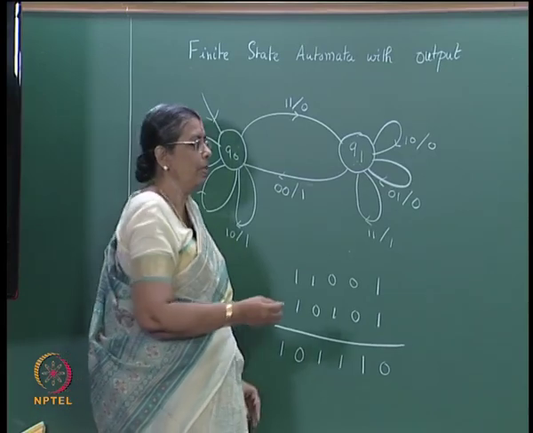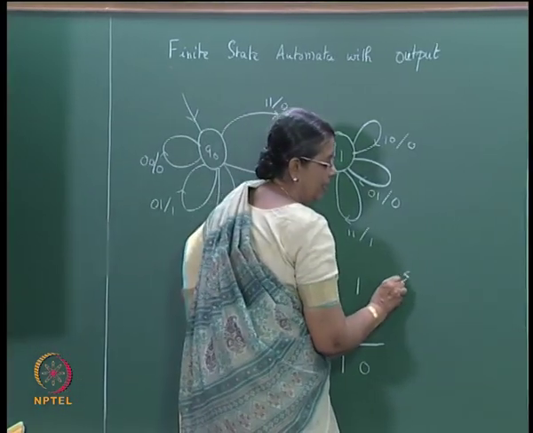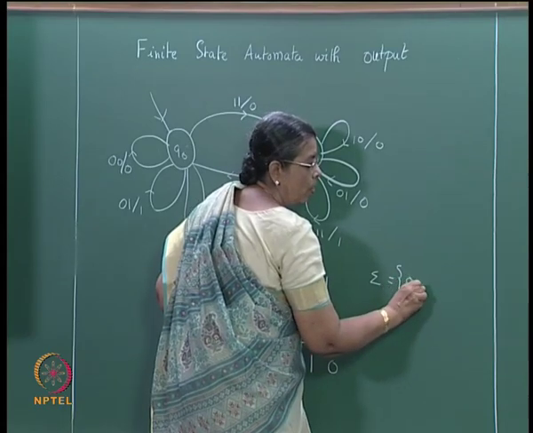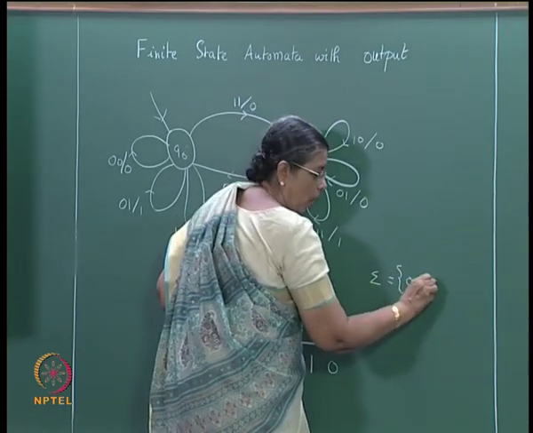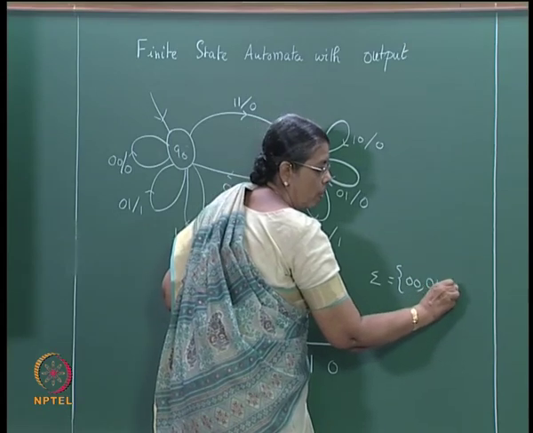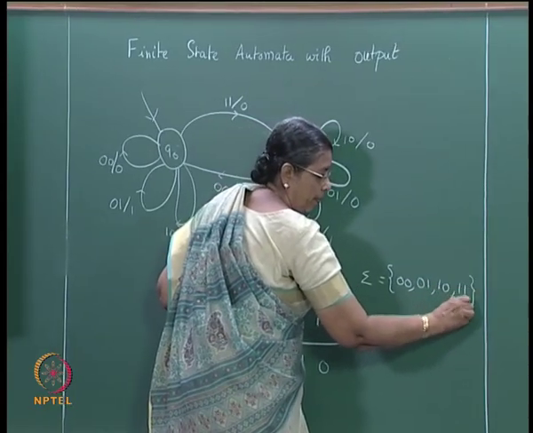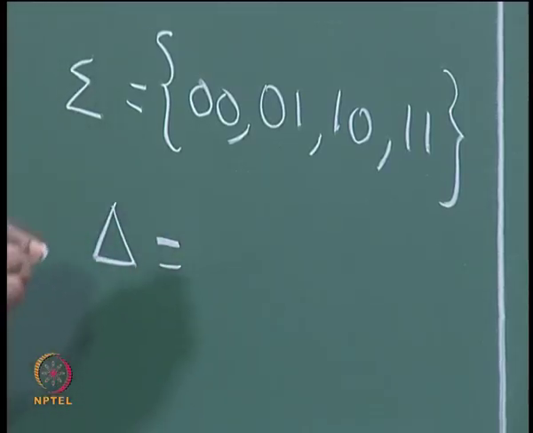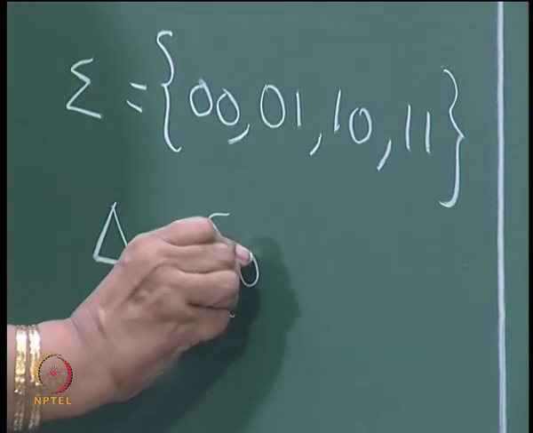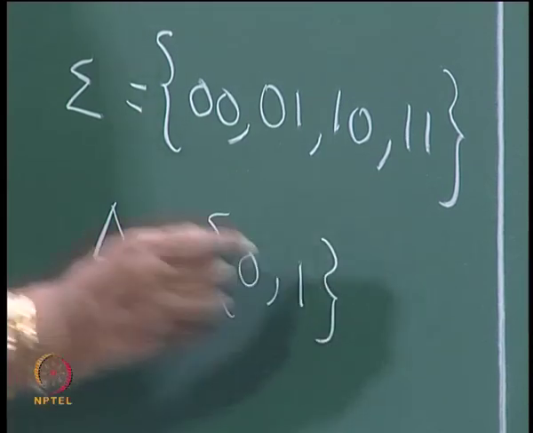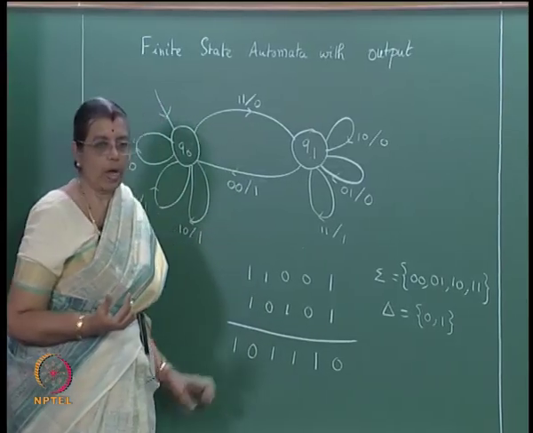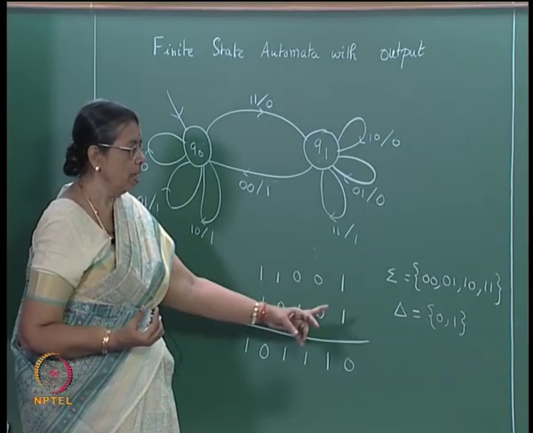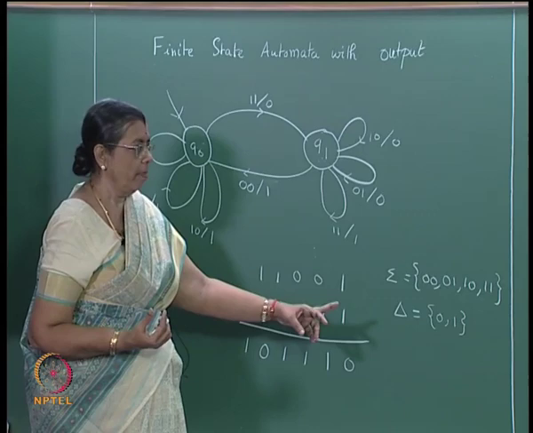Here the input symbols are pairs of digits. So, you can look at them as 0 0, 0 1, 1 0, 1 1. The output symbols which we denote by delta are either a 0 or a 1. Inputs are pairs of digits 0 or 1, 0 0, 0 1, 1 0, 1 1. Output alphabet is 0 and 1.